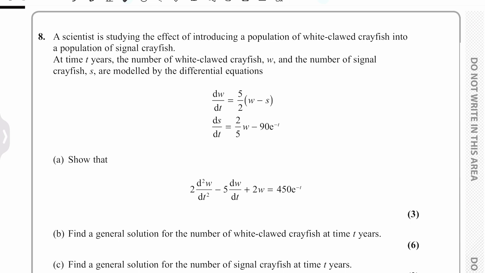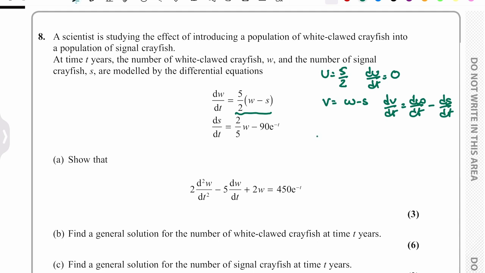So because we're looking at d squared w over dt squared, we need to differentiate this equation with respect to t. And to differentiate this with respect to t, I'm going to use a product rule with this right-hand side. So if we say that u will equal 5 over 2, and du by dt will be 0, because this is just a constant, v will be w minus s. So dv by dt will be dw by dt minus ds by dt.